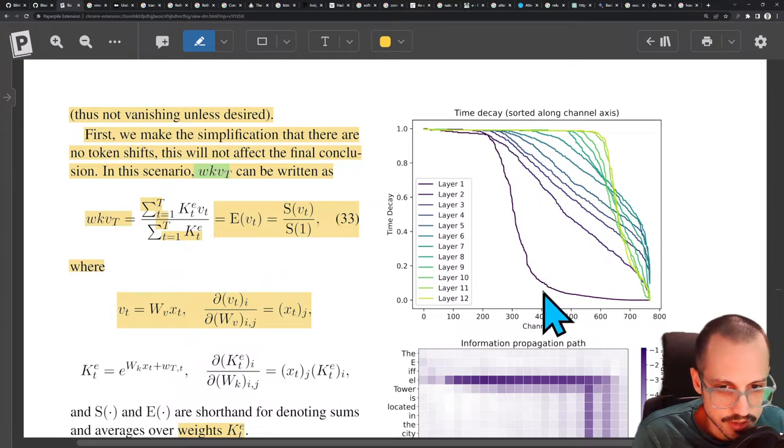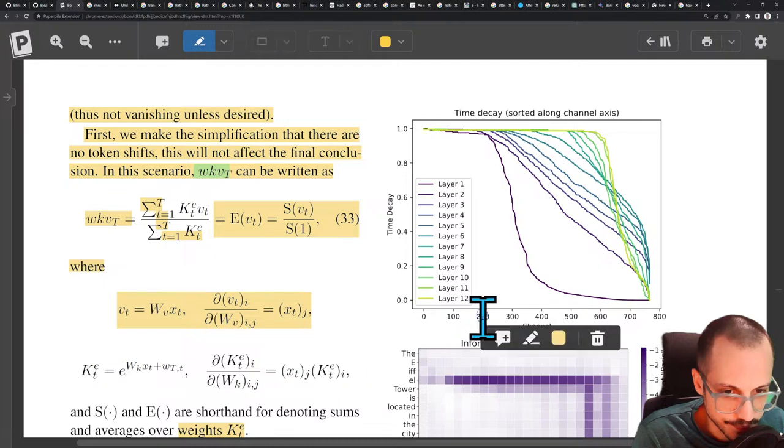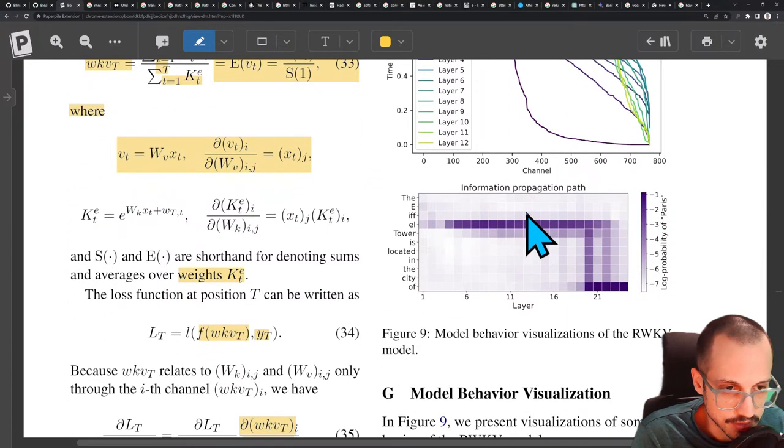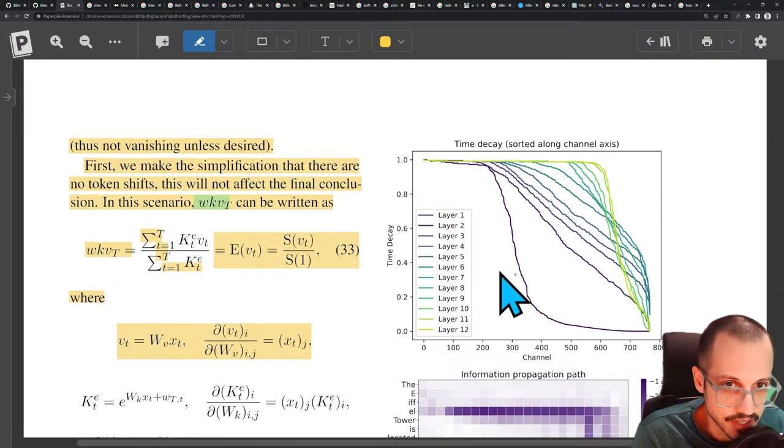The later channels are heavily decayed, and the first channels not decayed at all, right? So I think what this means is that the information here is largely kept the same. But then as you go into these further along channels, you can see how the information starts to become less and less important. Or at least that's what this time decay variable, this W, is supposed to do.